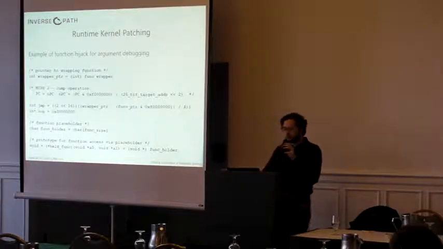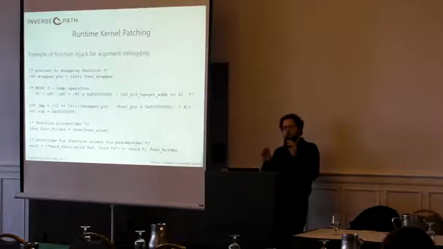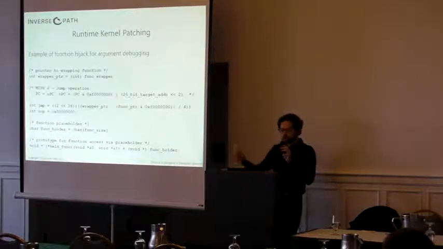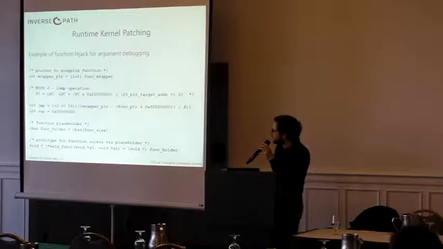So you have to do two things. You have to replace the pointer of the original function with something that directs to your own wrapper. You have to copy the original function in a placeholder value, then you do your own thing, and then you jump back to the original function.